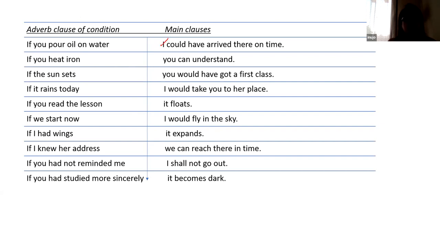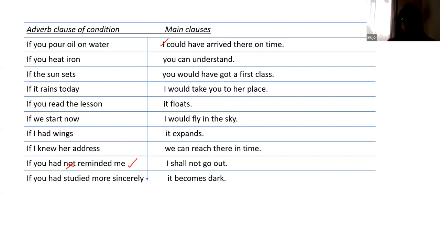I could have arrived on time. So this is your main clause. I could have arrived there on time if you had reminded me. There's no not here, by mistake I've written. If you had reminded me, I could have arrived there on time.